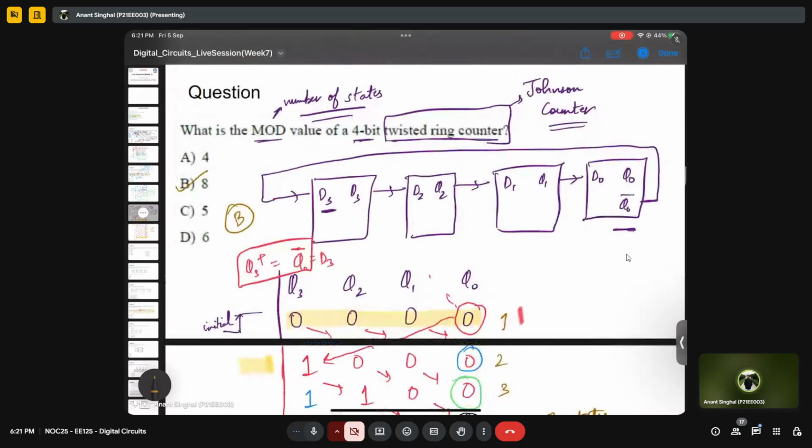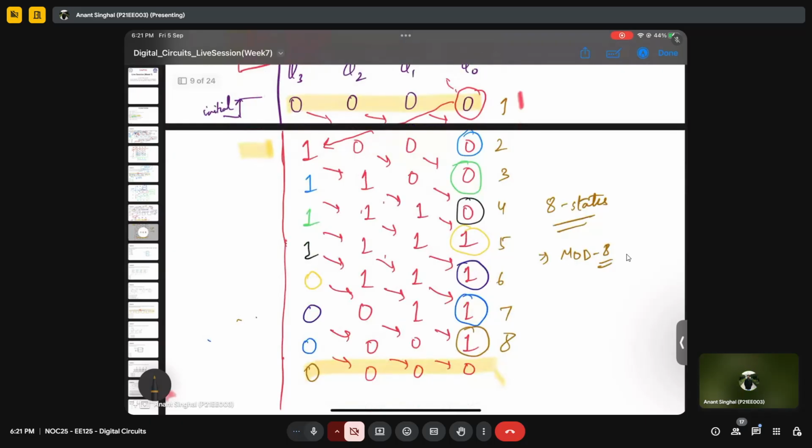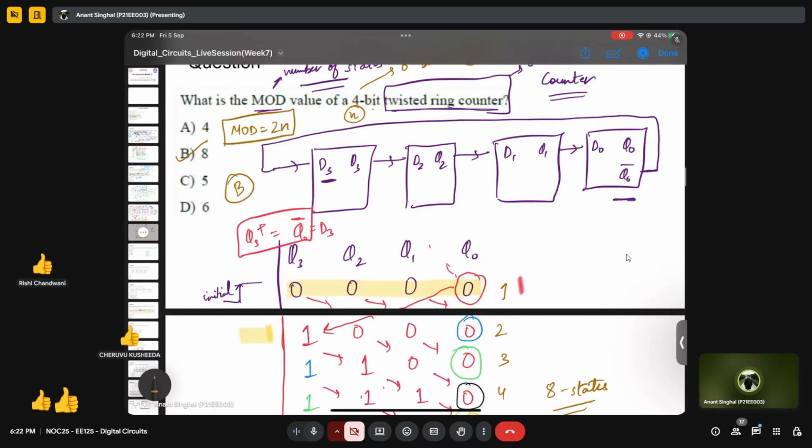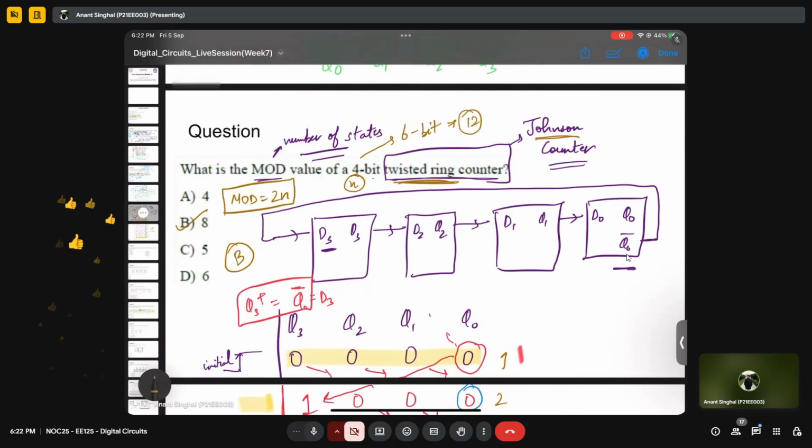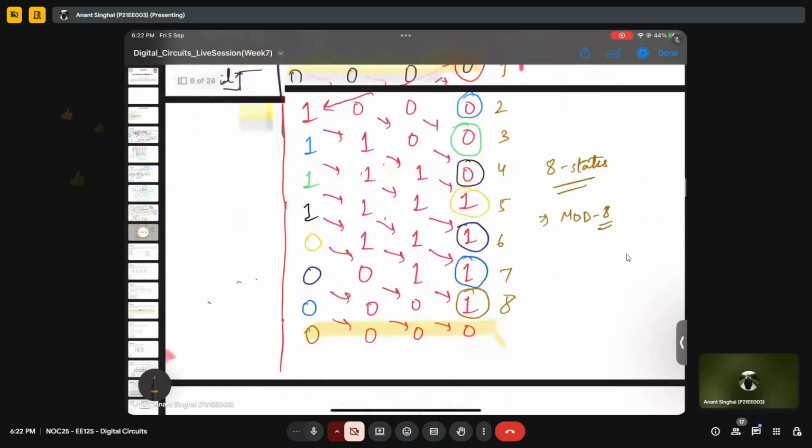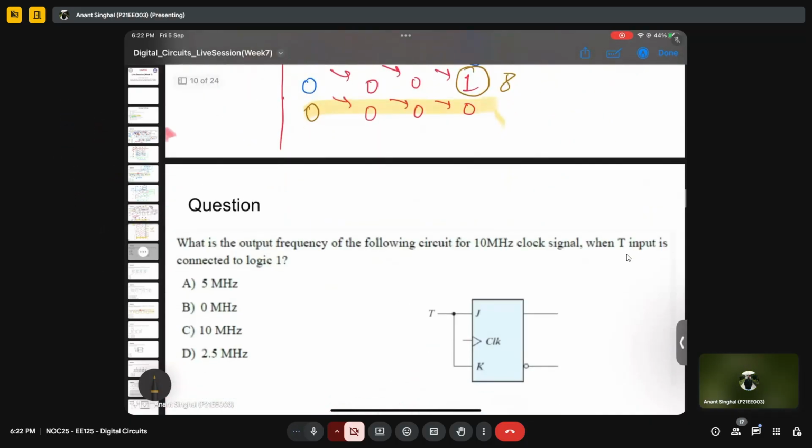The general formula for the mod value of an n-bit twisted counter is nothing but 2n. So if this would have been a 6-bit, the answer would have been 12. Is this clear to everyone, the process? So yeah, this is what we call a twisted ring counter or a Johnson counter. So please keep that in mind. Let's move to the next problem now.